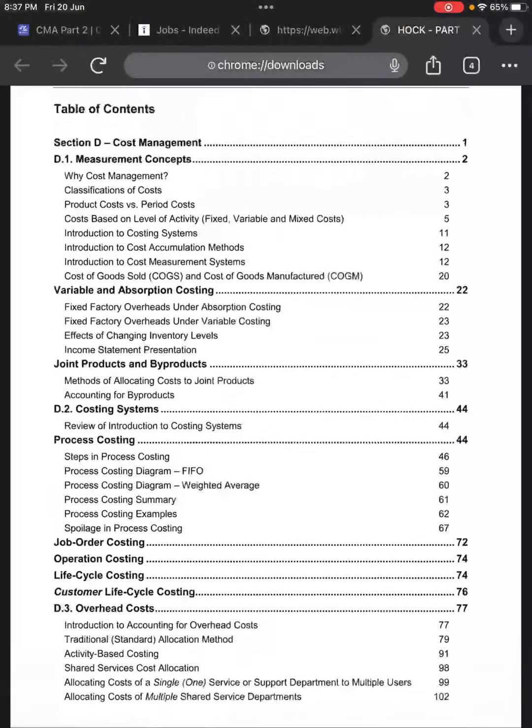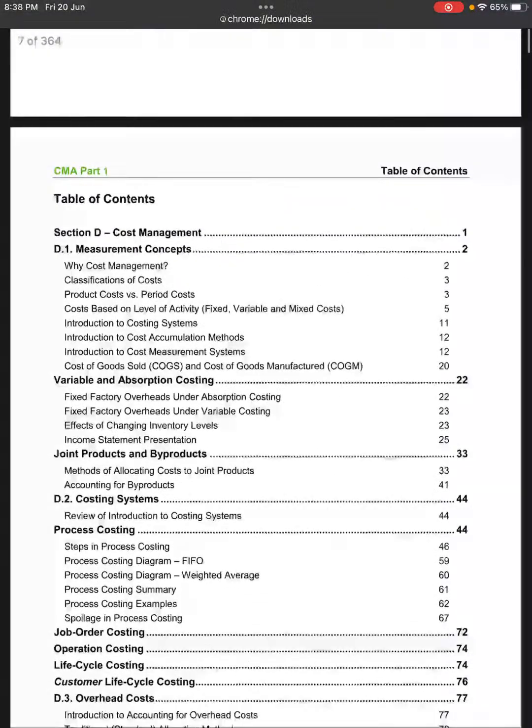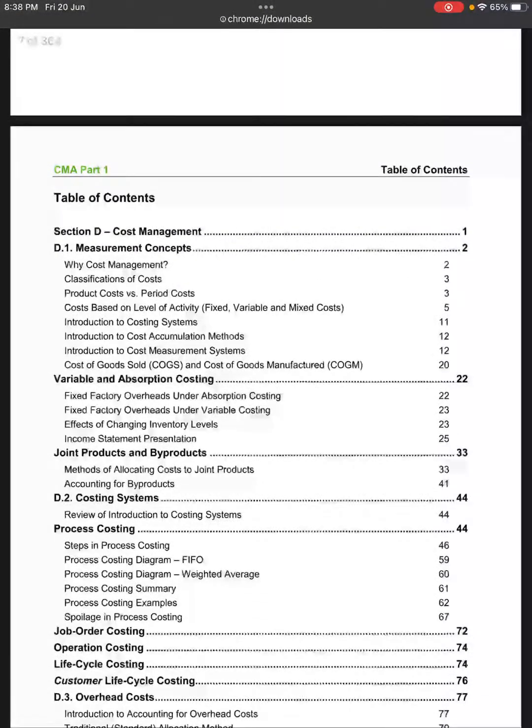And if you are really new and just starting to pursue the CMA course, then you may not understand everything, but first understand the concept, and later on definitely you will understand.